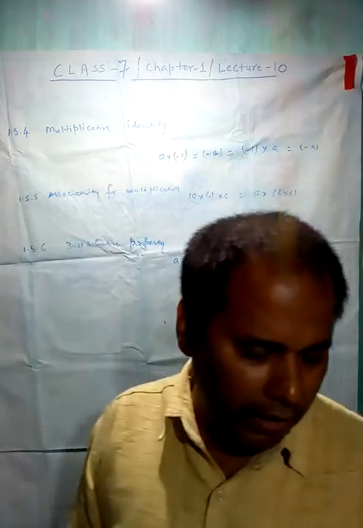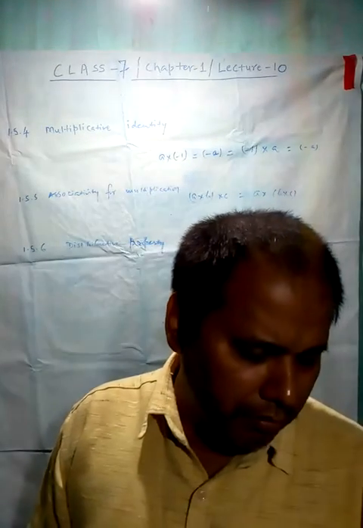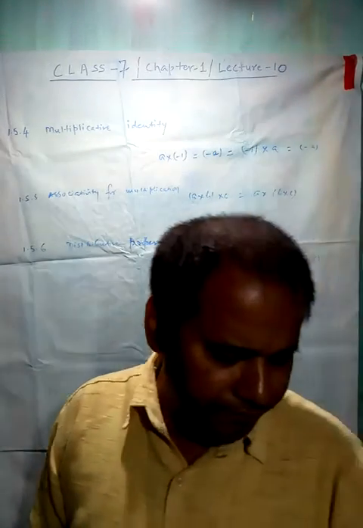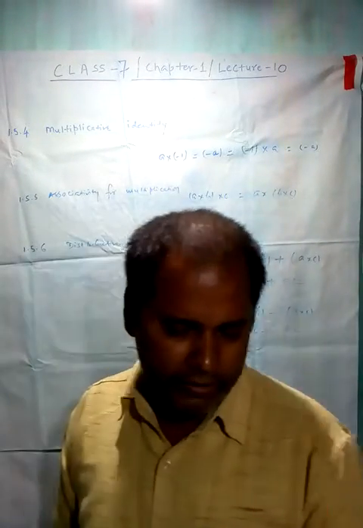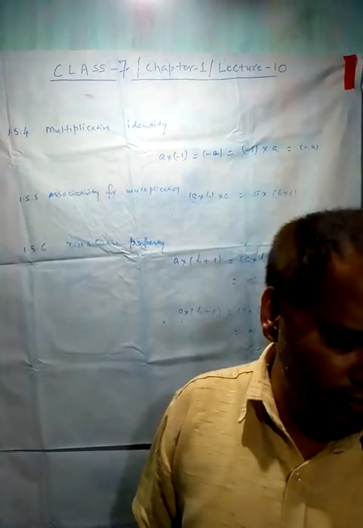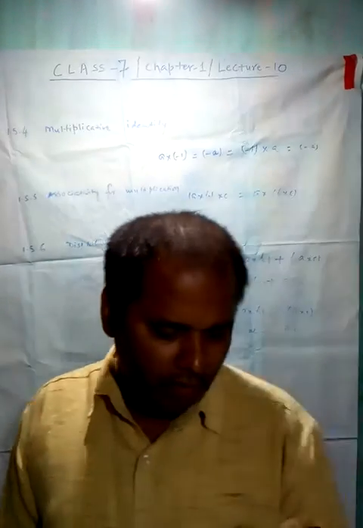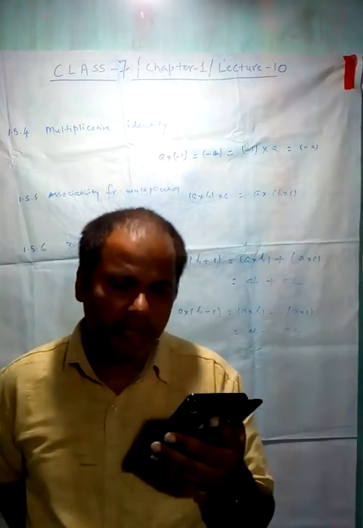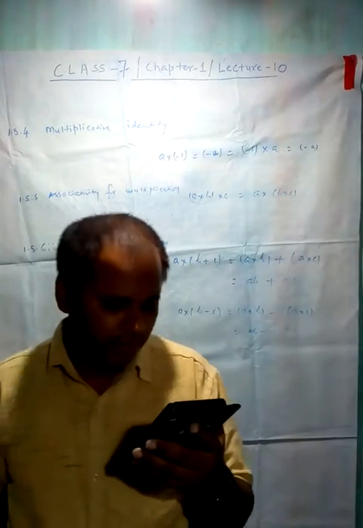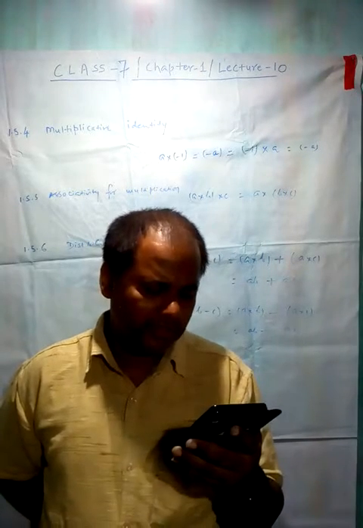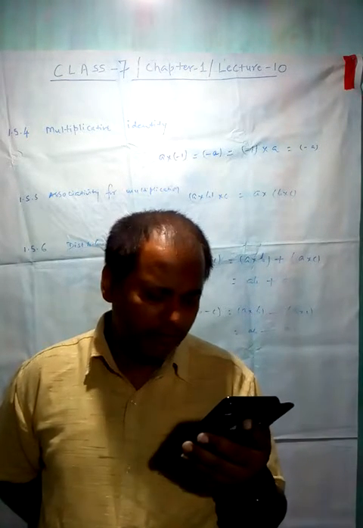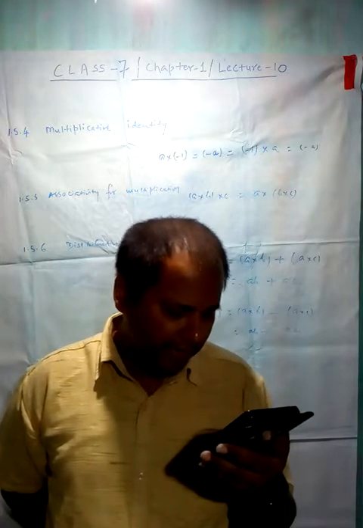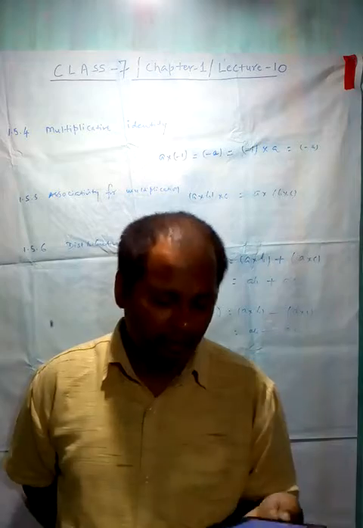Minus 3 into 1 is equal to minus 3. 1 into 5 is equal to 5. Minus 4 into 1 is equal to minus 4. 1 into 8 is equal to 8. 1 into minus 5 is equal to minus 5. 3 into 1 is equal to 3. 1 into minus 6 is equal to minus 6. 7 into 1 is equal to 7. This shows that 1 is the multiplicative identity for integers also.